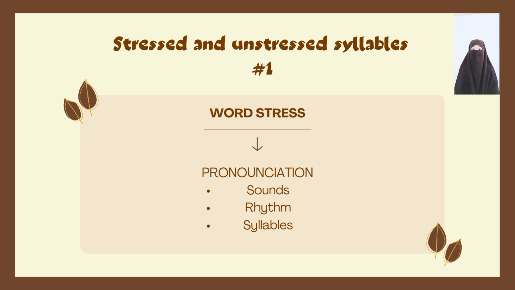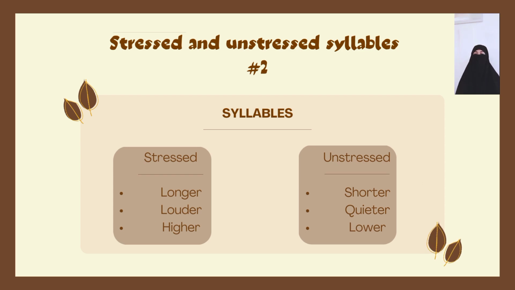So the first step with talking about the rhythm is gonna be to look at syllables. And in English, we have two different kinds of syllables. The first kind of syllable is the stressed syllable. The second is the unstressed syllable. A stressed syllable is gonna be longer, louder, and a little bit higher. On the other hand, an unstressed syllable will be shorter, quieter, and lower.